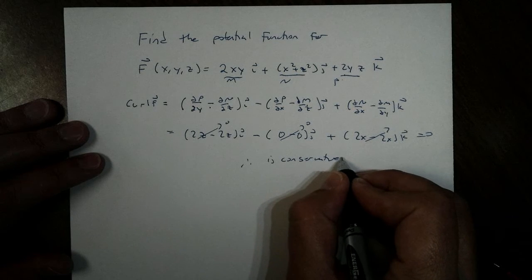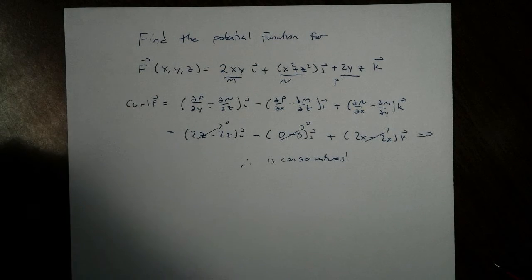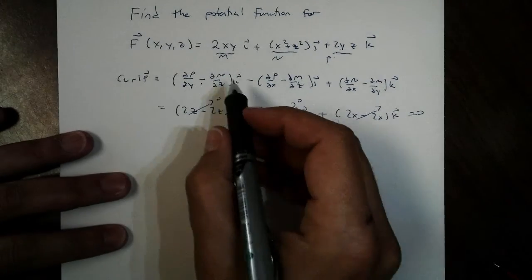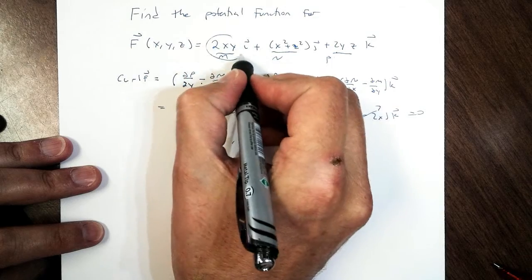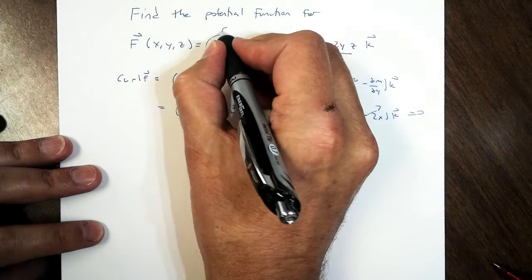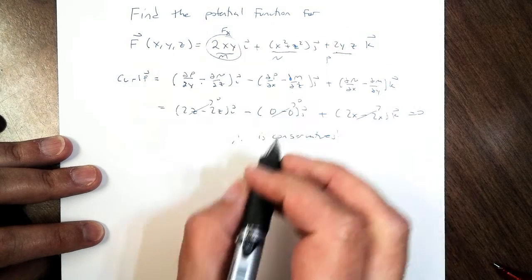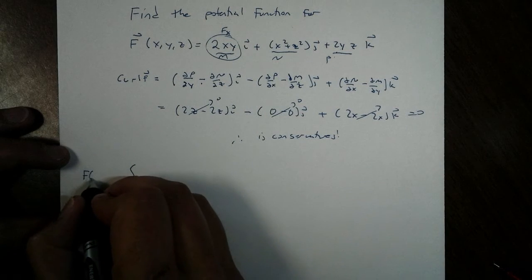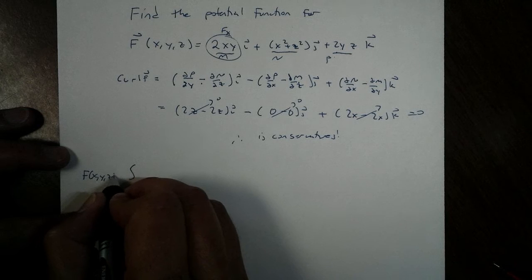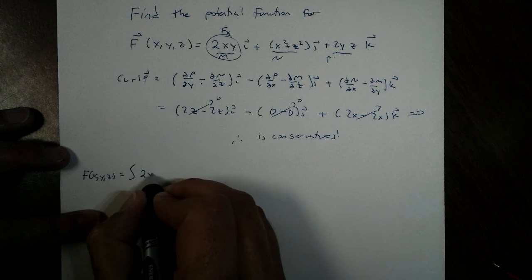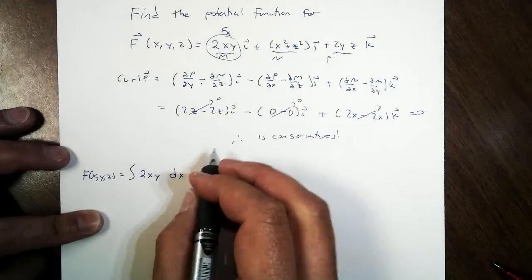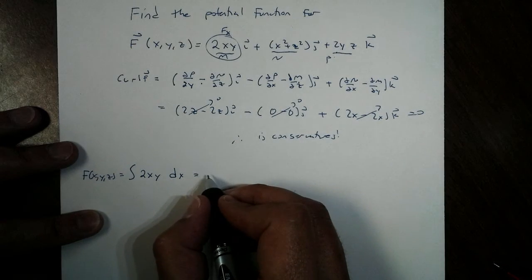So now we've got to go about solving this. So let's go a little bit slower than we did in the other video. I'm going to start with my first term. Remember, this is the partial of my function with respect to x. So when I integrate this to get my function f of x, y, z, this is going to become the integral of 2xy dx, because that's the derivative with respect to x. And of course that's pretty easy.